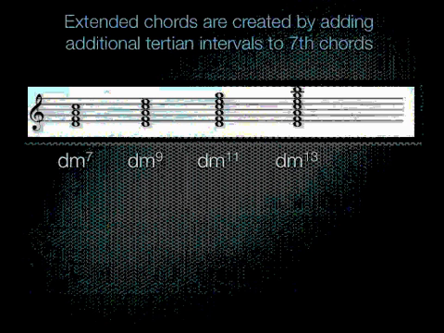Once we've done that, you may notice that we've used all 7 pitches in the diatonic scale. So if we add another third above the B, then we're just back to where we started with a D, only we're 2 octaves higher.